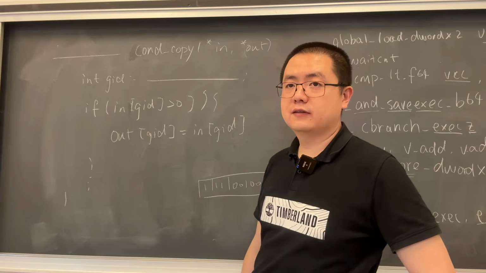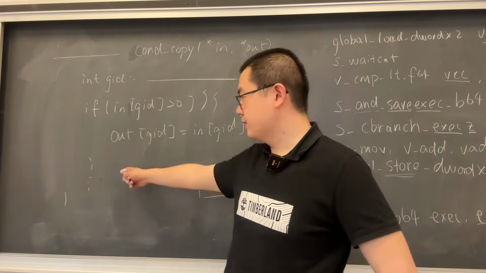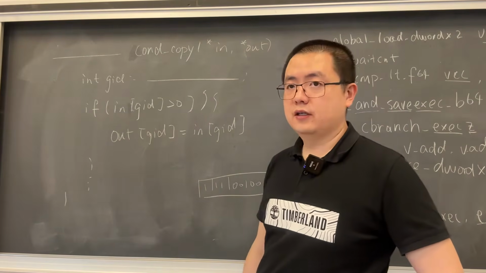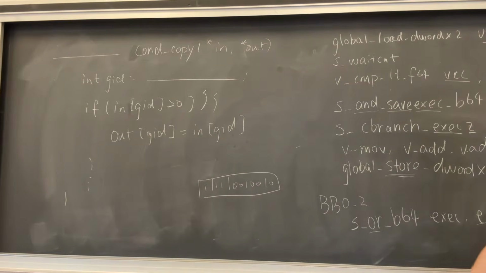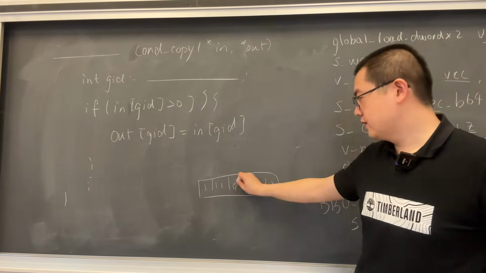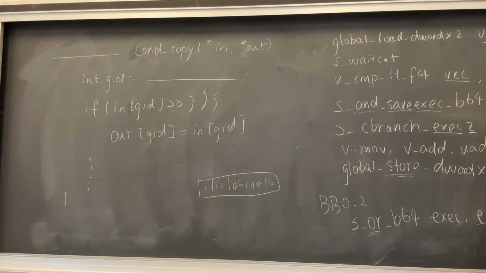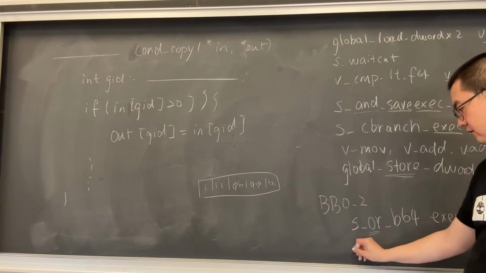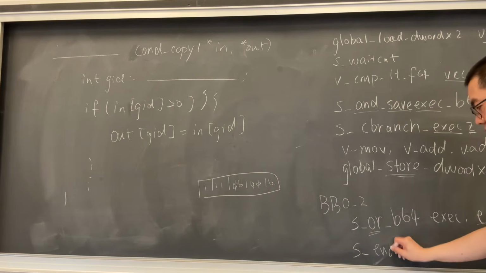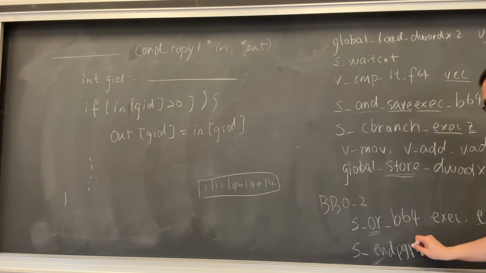Okay? There's some instruction will continue the execution. So we just restore the execution mask. In this case, we just set it to all ones. That's why it's an OR operation, a bitwise OR operation. Then at the end, we say S_ENDPGM, end program. Okay, then that's the whole program.